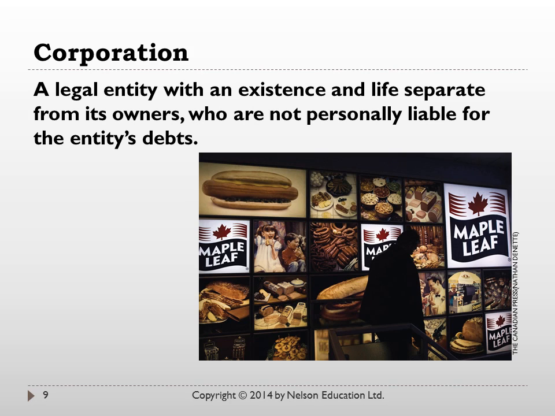And in a corporation, the owners are completely separated from the business with respect to liability. So a corporation can make decisions on its own. For instance, being a legal entity, it can enter into contracts on its own, and the owners are not personally liable for the debts of the corporation. So there's a complete separation of ownership and legal liability between the owners and the corporation.